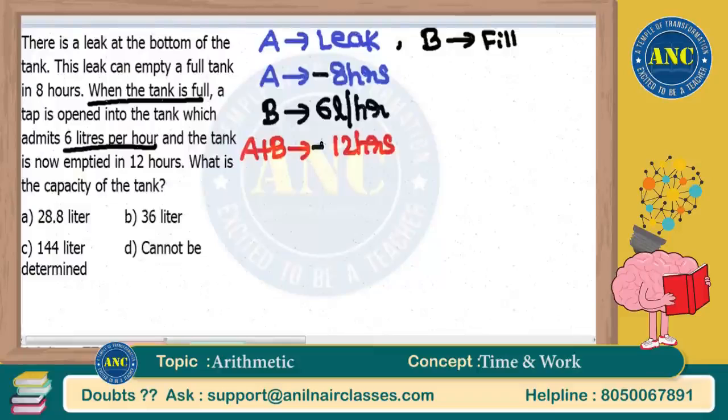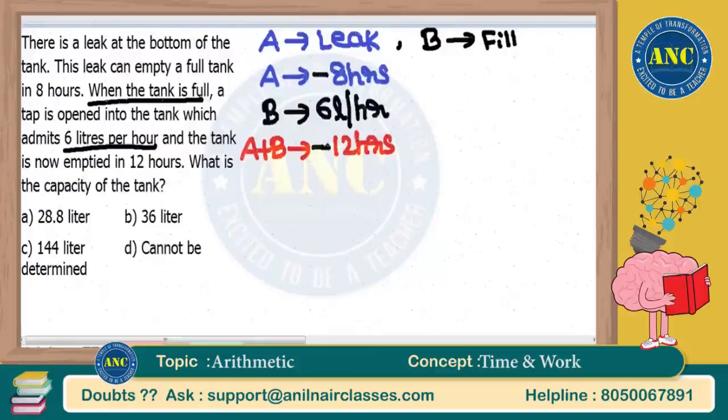But there is another friend, B. His task is to distribute the chocolates, or fill water into the tank. If my friend B is also working, then together A and B, because one person is filling and one person is emptying, now it is not taking only 8 hours to empty the tank, but 12 hours to empty the tank, right? That is what is given. Your question is, what is the capacity of the tank?